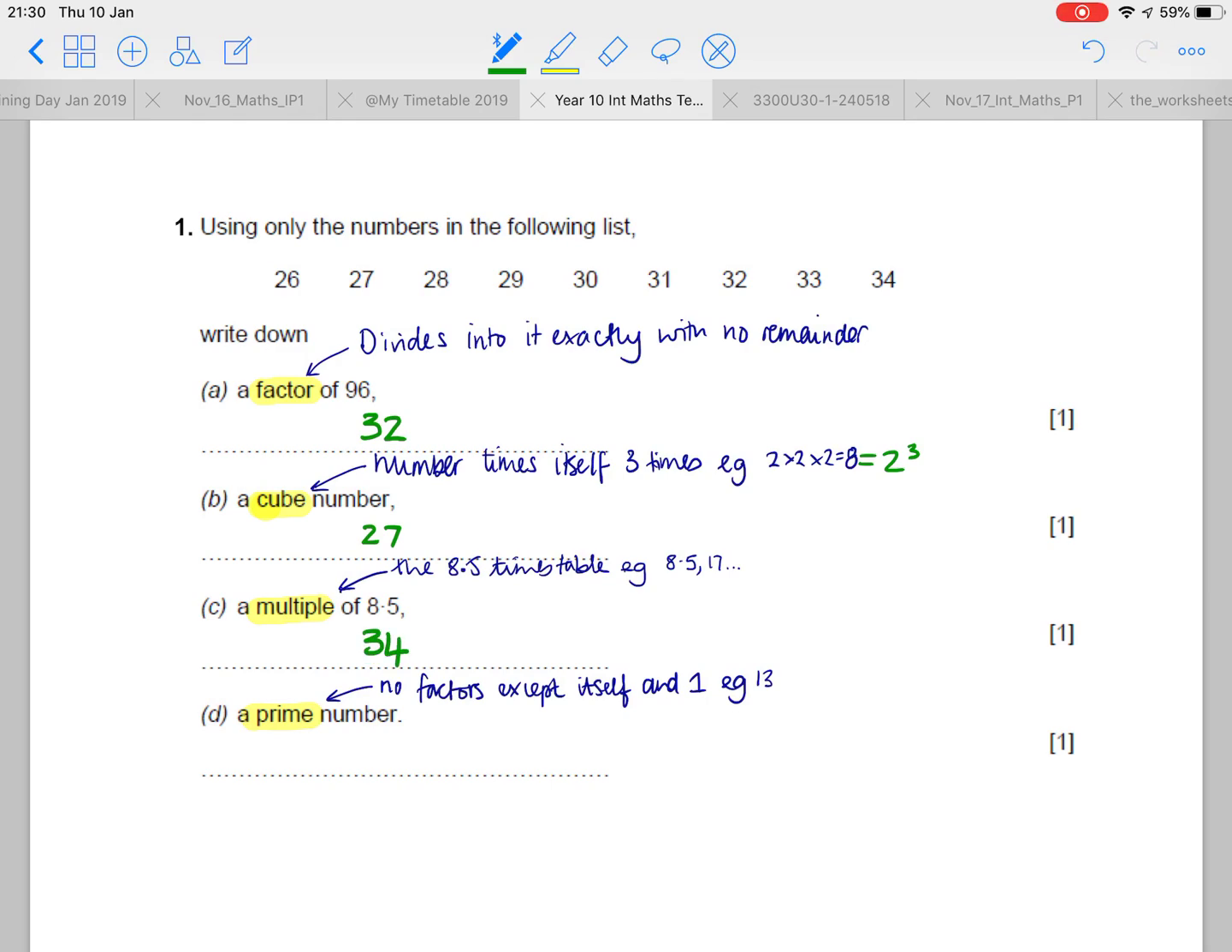A prime number has no factors except for itself and 1, like the number 13. So 26, no, because 2 is a factor. 27, no, because 3 is a factor. 2 goes into 28. 29 is a prime number. 2, 5 and 3 go into 30. 31 is a prime number. 32, 33 and 34 can all be divided by either a 2 or a 3.